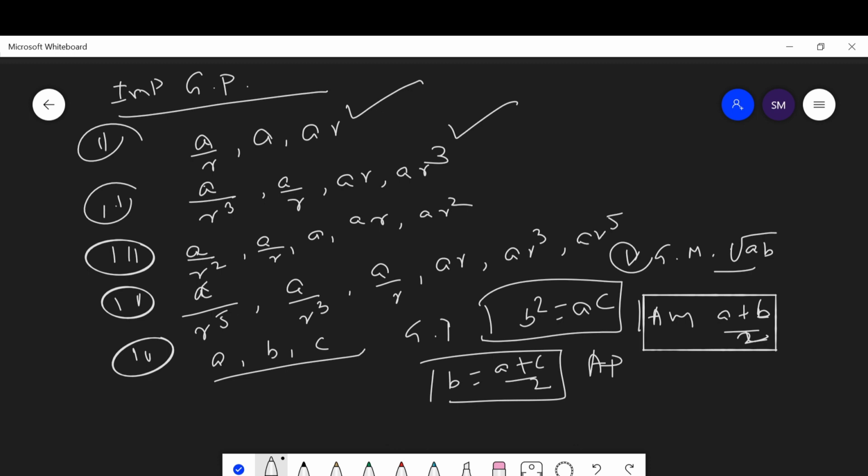If there are n geometric means between A and B, then R is equal to B upon A to the power 1 upon n plus 1. Then students, today this much. In my next sessions we will continue with these progressions. Thank you students. Happy learning.